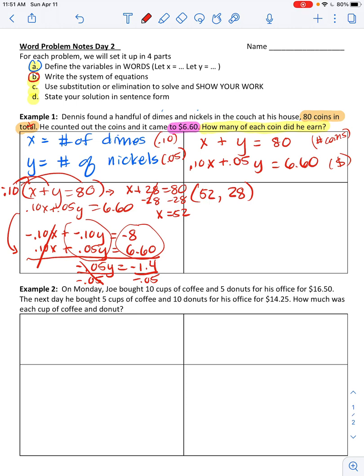So that work is how we would have been working on it in the last couple of weeks. But now I'm supposed to write my answer in a sentence. And the question was, how many of each coin did he earn, which really means find.